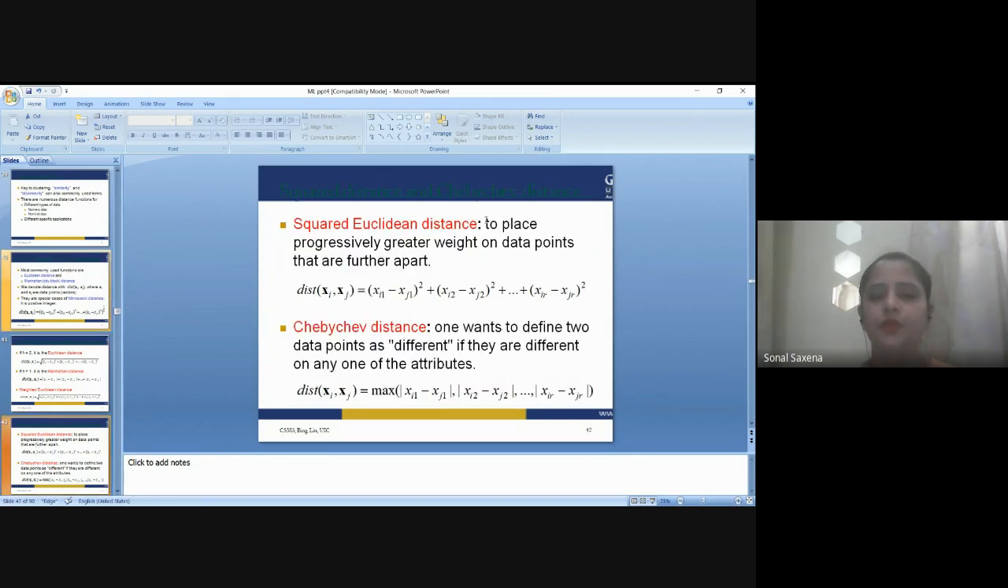This is squared Euclidean distance, to place progressively greater weights on the data points that are farther apart. And then we have Chebyshev distance. One wants to define two data points as different if they are different on any one of the attributes. So these are the points for Chebyshev distance.